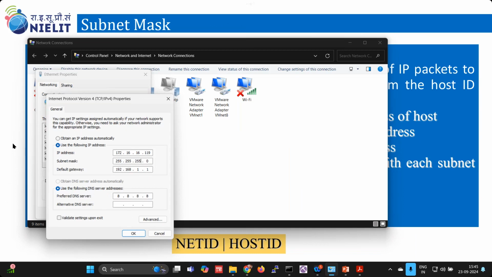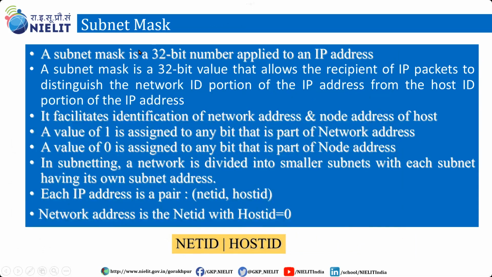So this subnet mask is also a 32-bit number applied with the IP address. By applying this IP address and subnet mask, our computer can extract network portion and host portion from the IP address by performing AND operation between IP address and subnet mask. तो जो लॉजिकल एंड ऑपरेशन होता है उसको आईपी एड्रेस और सबनेट मास्क के साथ कंबाइन करने पे जो भी रिजल्ट आएगा वो हमारा नेटवर्क एड्रेस होता है.